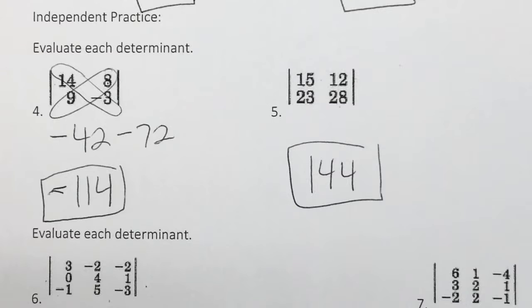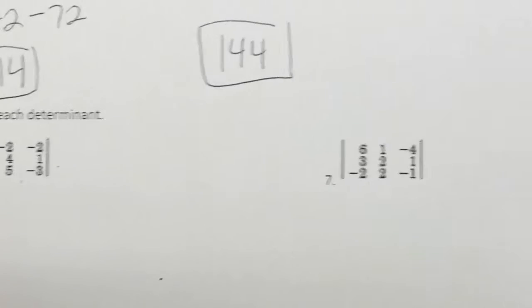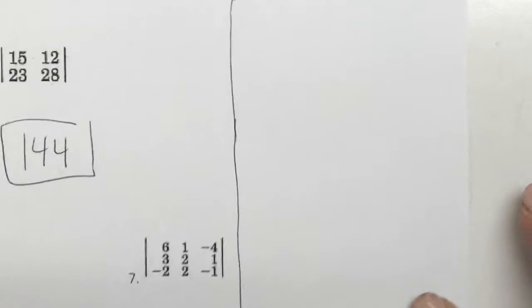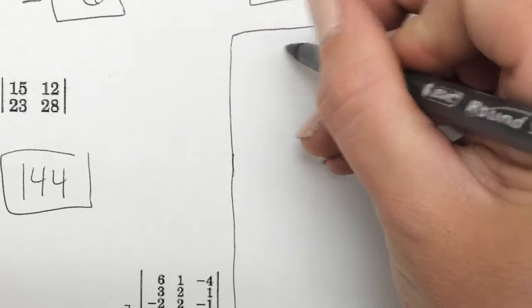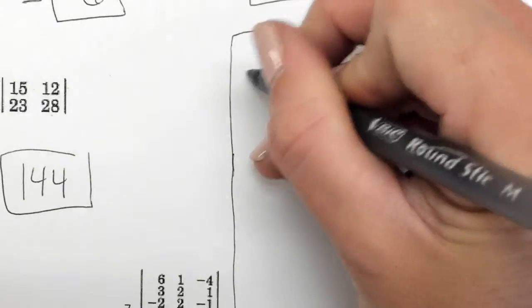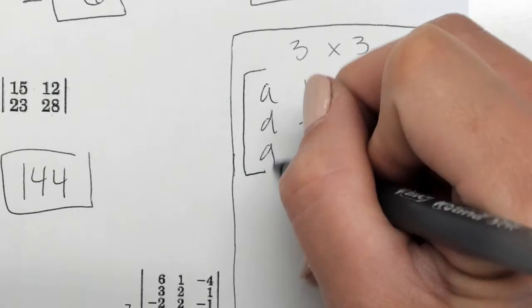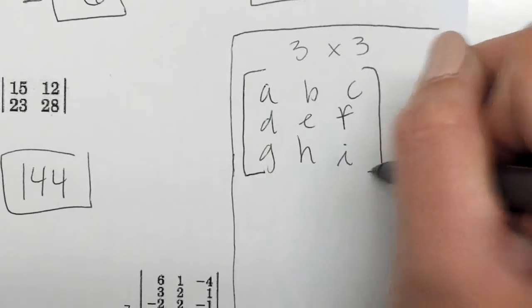See how easy? I'm going to show you how to do these on your calculator after we get done with these 3 by 3s, okay? 3 by 3s are different, a little more difficult. You just have to follow a pattern, and I'm going to show you what that is over here. So go over here, and let's write a 3 by 3 matrix using letters first. So A, B, C, D, E, F, G, H, I. Go ahead and write that.